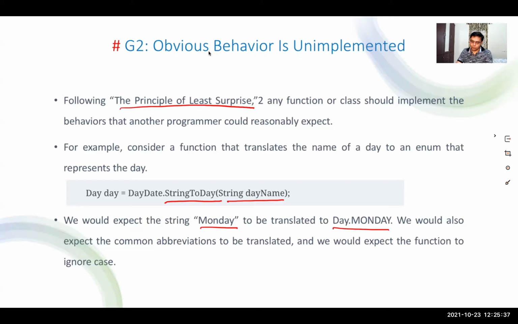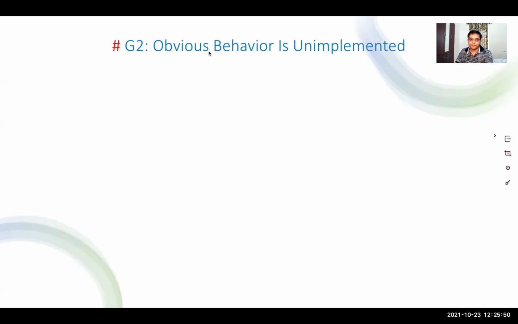Now, for the common abbreviations to be translated, we would expect the function to ignore the case. So even if I say Monday in capital letters or Monday in small letters, I ignore the case, and what will I do?